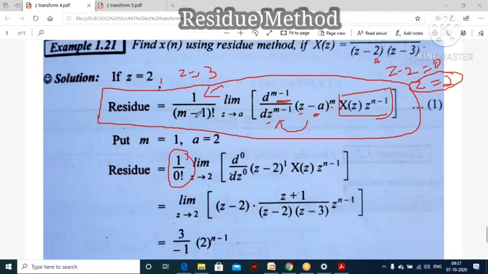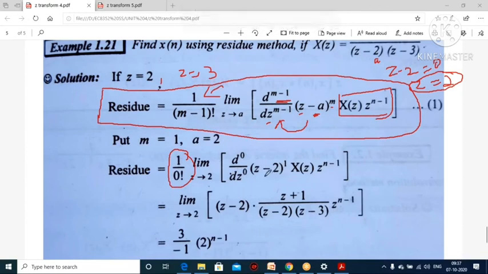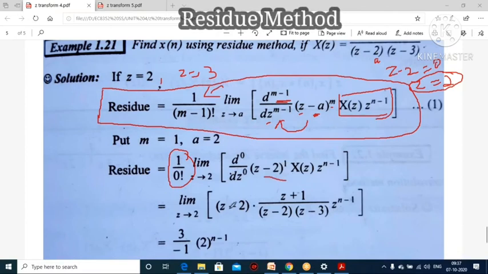Carefully listen here. I just substitute the parameters here, that is m equal to 1 and a equal to 2. Right. Now 1 by 0 factorial is 1, so you omit it. So the remaining term is limit z tends to 2, differentiation 0 times, so same answer, because anything power 0 value should be 1. So (z minus 2) whole power 1 is (z minus 2) into X of z.